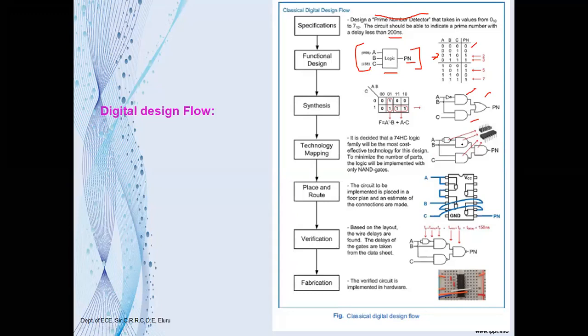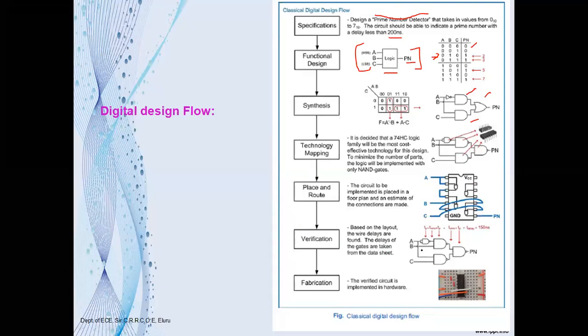Once the logic gates have been chosen, we will go for the place and route. We will place these gates such that the propagation delay is minimal, so that if the delay is less, the output will be fast. We will place these devices in a sequence and then connect them. Once the connections are made, we will go for the verification.